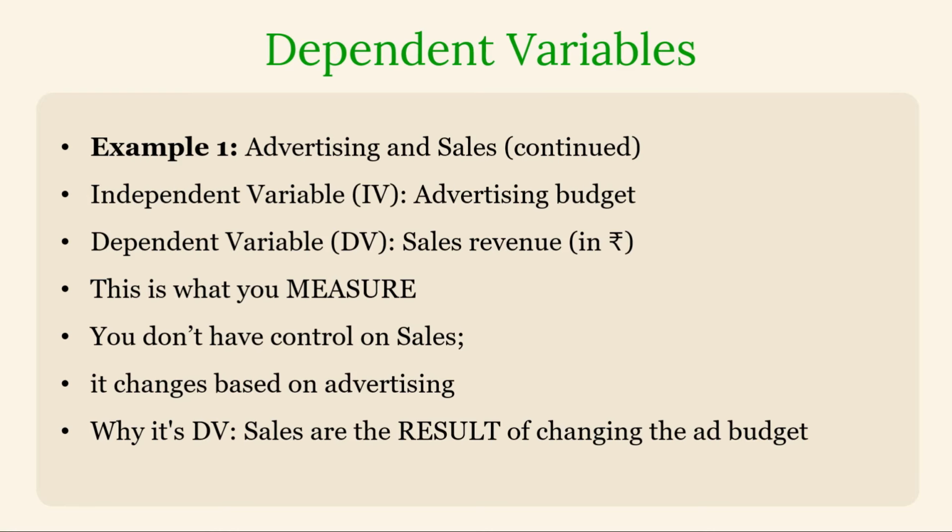Let us continue with the previous example of advertising budget and sales. Here the independent variable is advertising budget and the dependent variable is the sales revenue in rupees. We cannot have control over sales, but sales will vary with the changes in the advertising budget. So we can measure the sales or revenue with the change in the advertising budget. So why is sales called a dependent variable here? Because sales are the result of changing the advertising budget by the researcher.